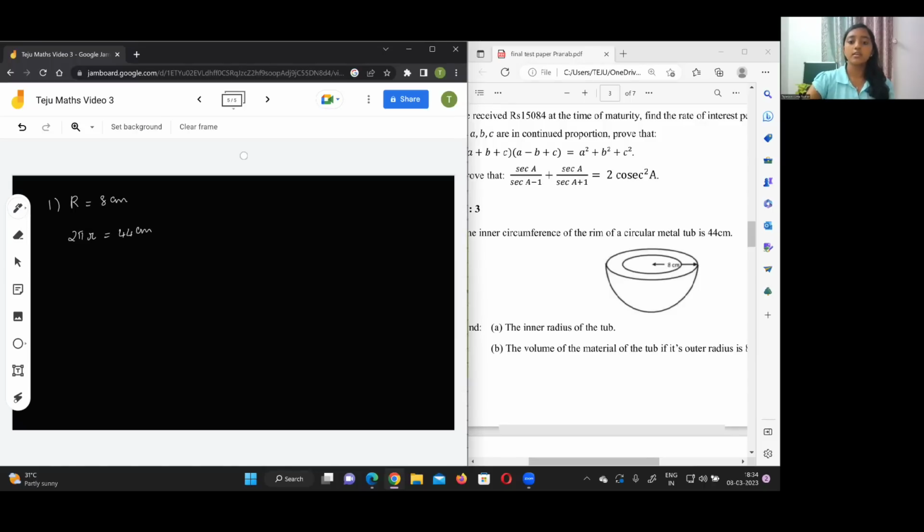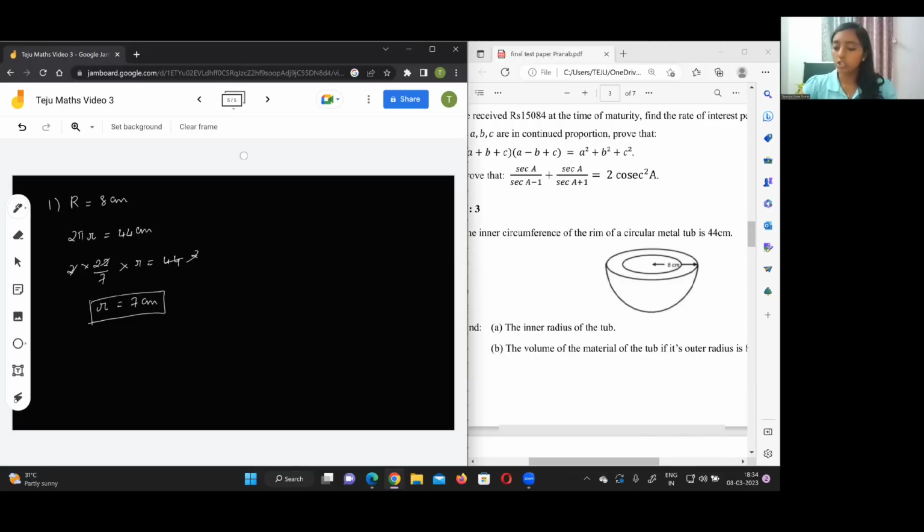So the first bit is asking the inner radius of the tube. So it's very direct. 2 into 22 by 7 into r will be equal to 44. So r is equal to 7 centimeters. That is our first bit, right? Now, what does it say? The volume of the material of the tube, if its outer radius is 8 centimeters. So that was given in the question as well.